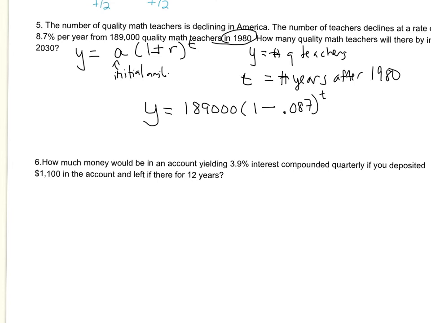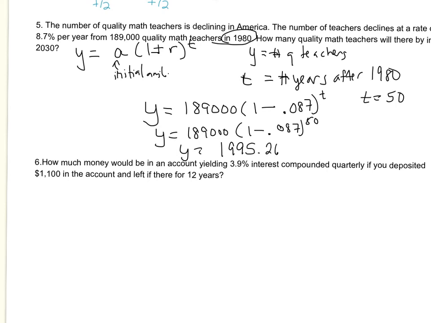Now we want to know how many quality math teachers there are in 2030. Well, 2030 is 50 years after 1980. So essentially we're trying to figure out when t is equal to 50. When t is 50, what is y? So y will equal 189,000, parenthesis 1 minus 0.087 to the 50. And you can simply type this in a calculator and it would tell you the number of quality math teachers in 2030. So I get 1995.26 teachers.